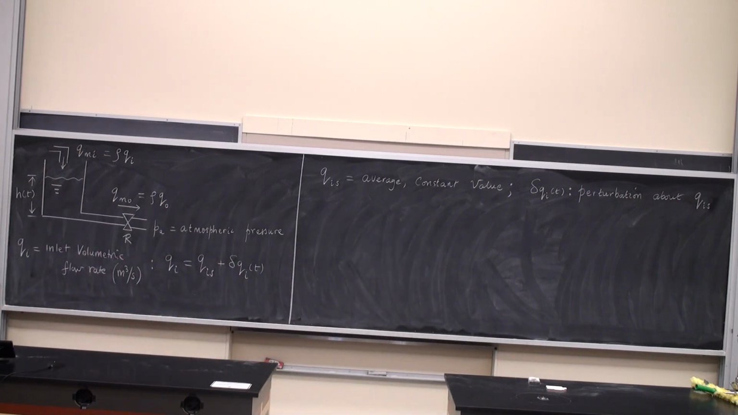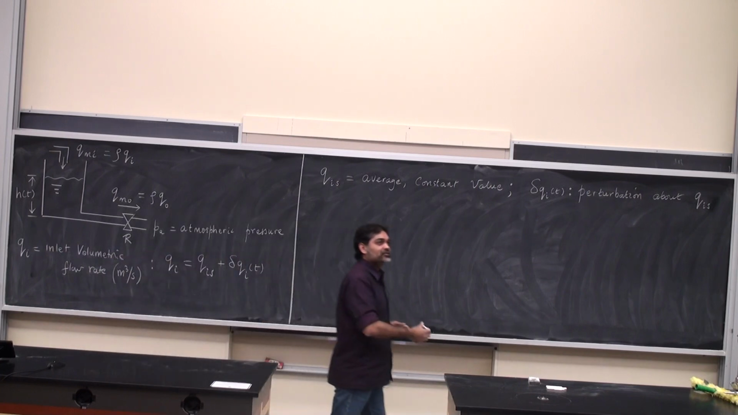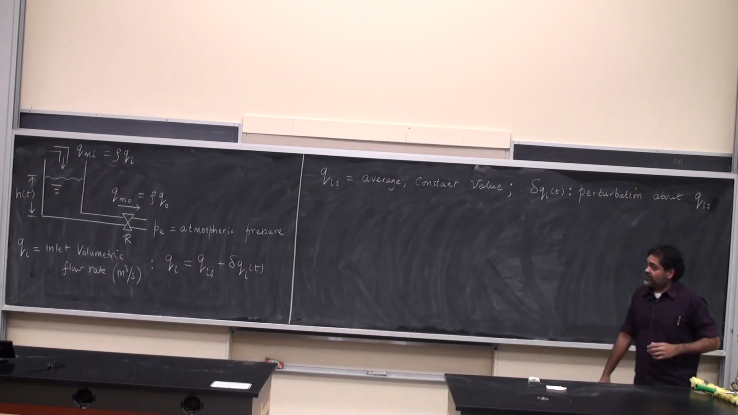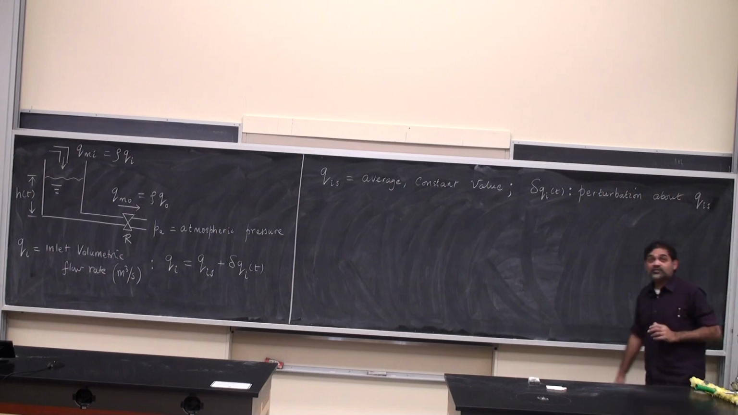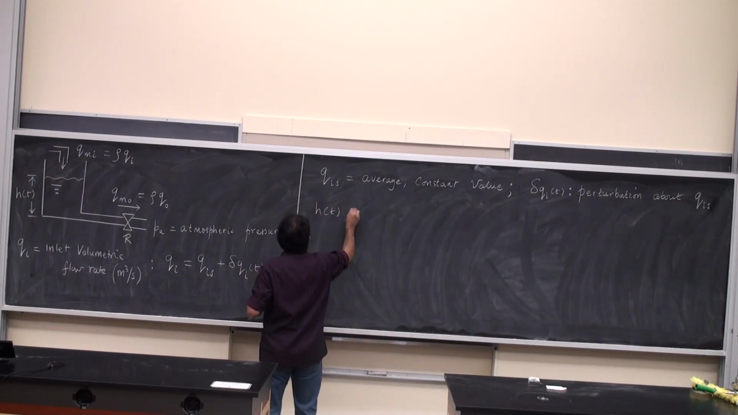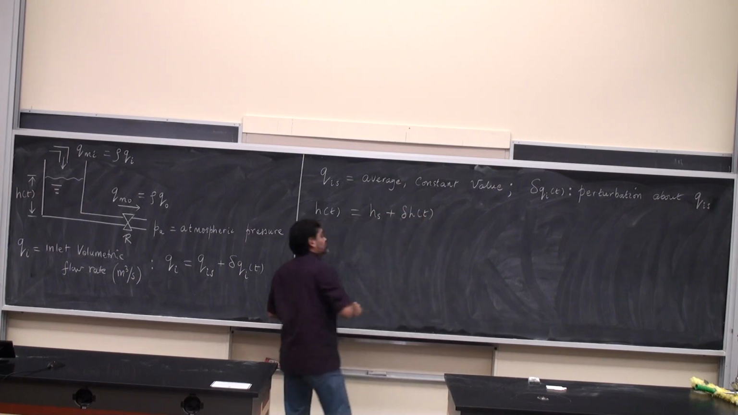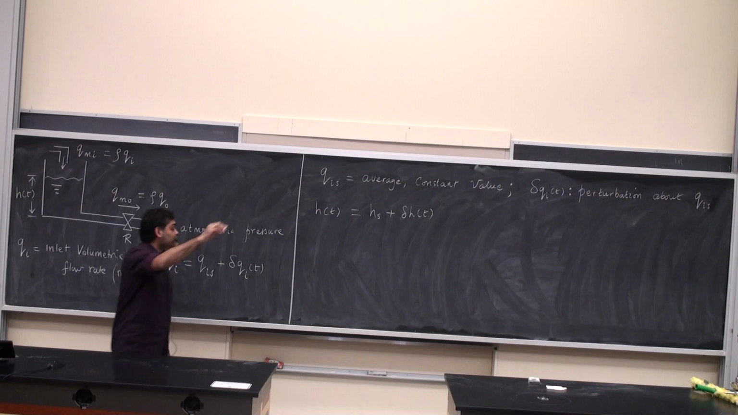This could be due to pressure differences. The fluid could be coming from a pump, and the pump could have some inefficiencies and so on. So there are some small fluctuations in the flow. And as a result of this, we are going to see that H of t is Hs plus some delta H. I'm going to write down what these things mean.